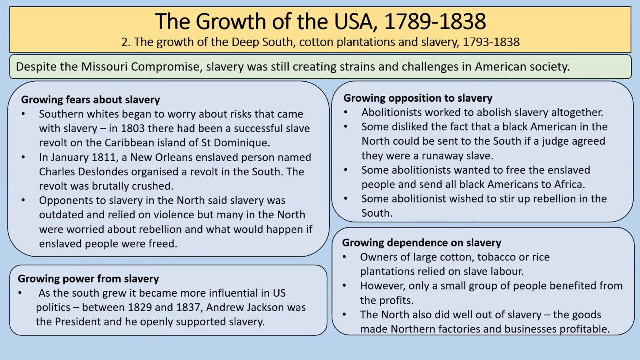Okay, so the Missouri Compromise was just that. It was a compromise. It wasn't a solution. So slavery was still creating strains and challenges in American society. And you can see here some of the main concerns there were.